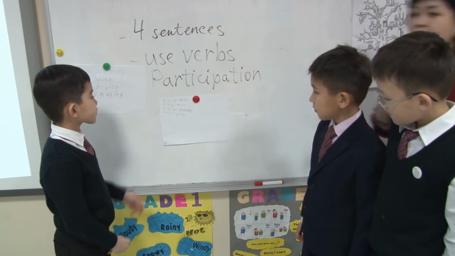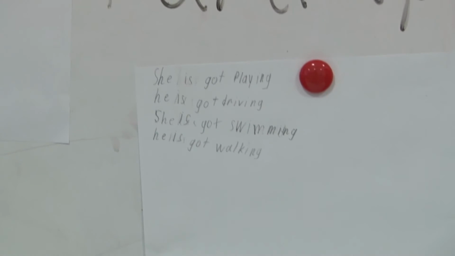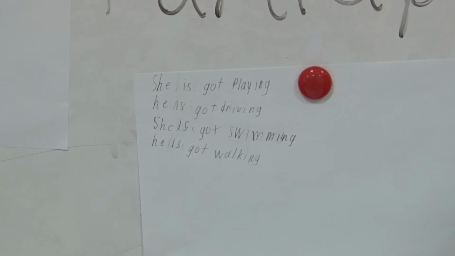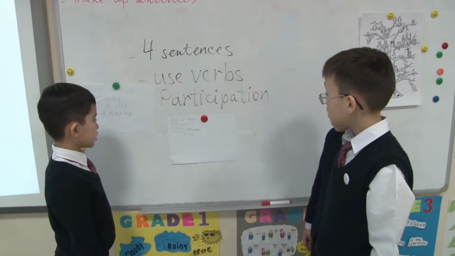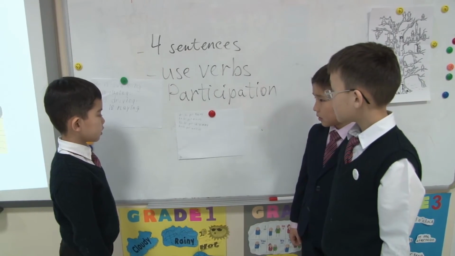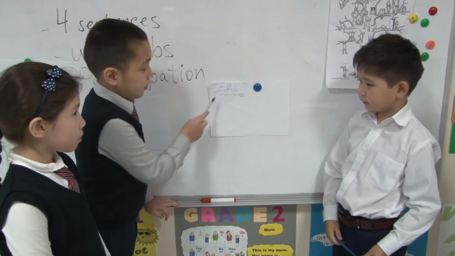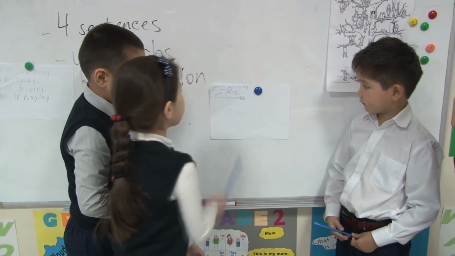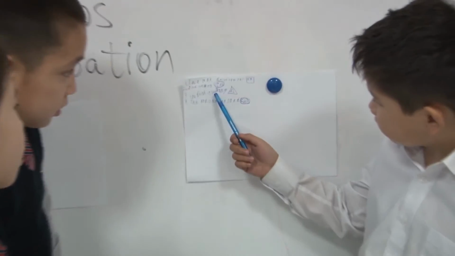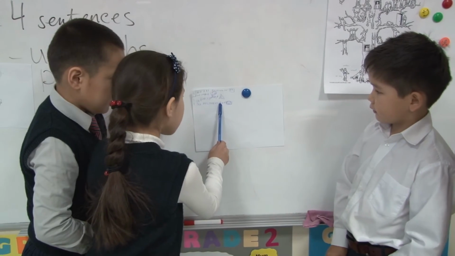So welcome, please. Could you start? She is good playing. He is good driving. She is good swimming. He is good walking. The man's driving car. The bird is flying. The fish is picking. The boy is playing sand.